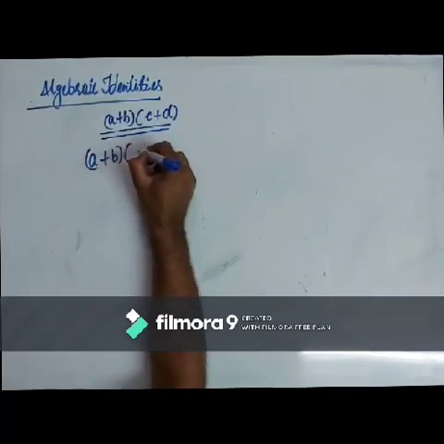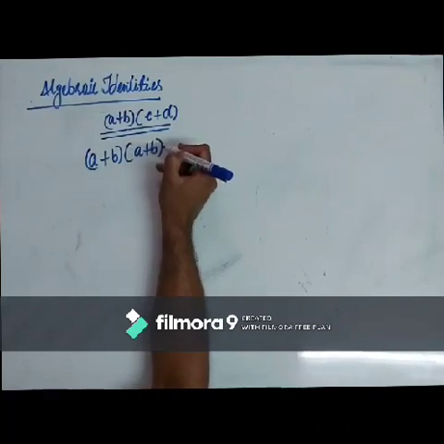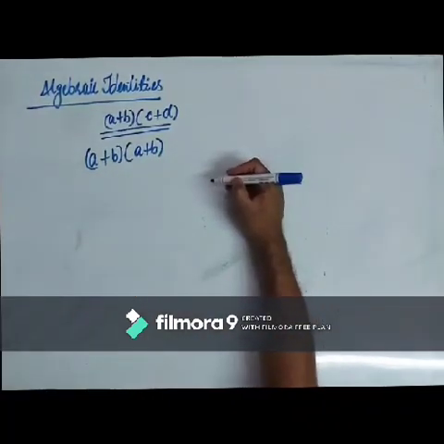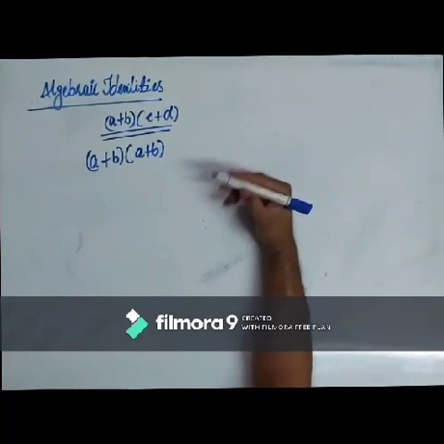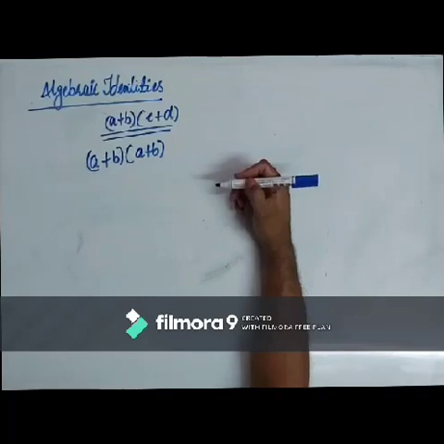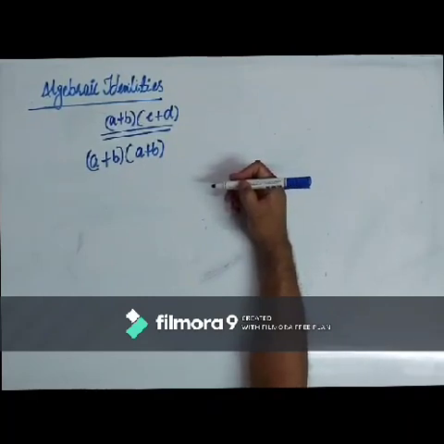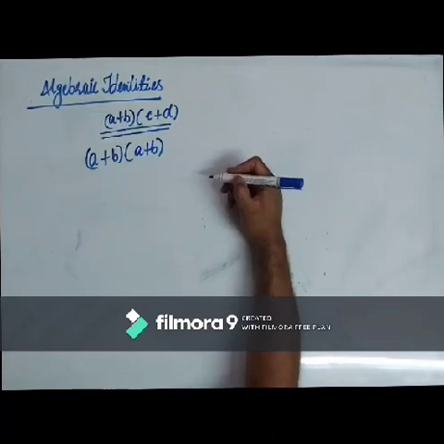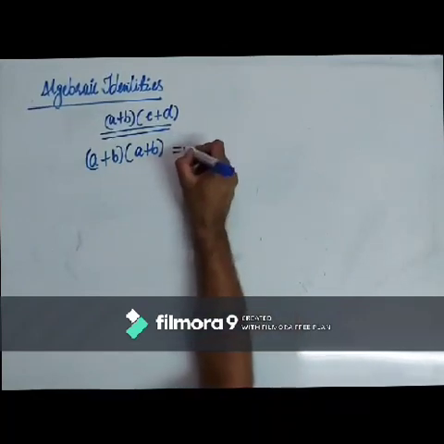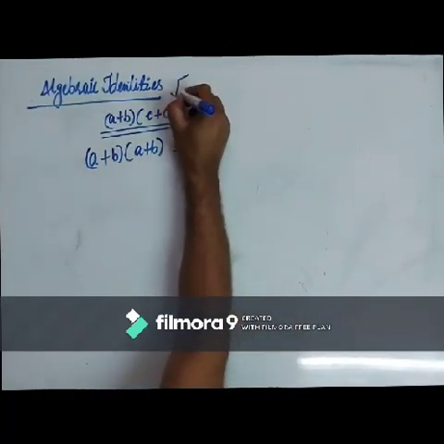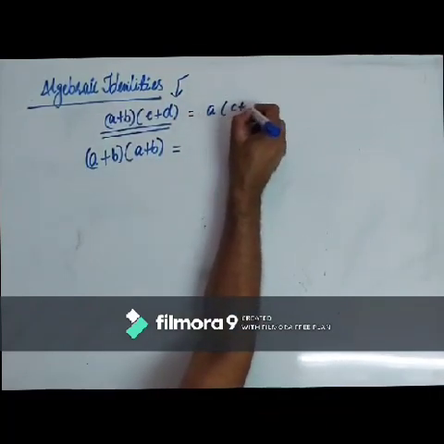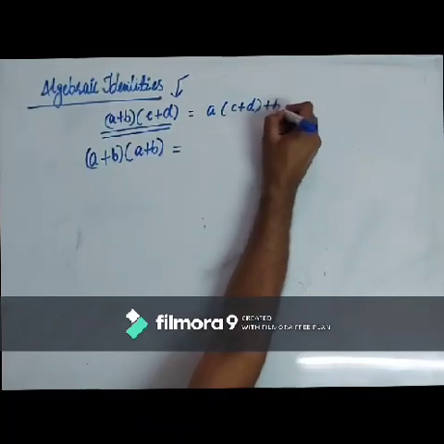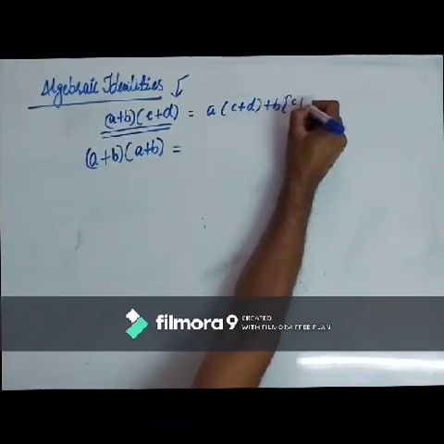If a plus b is multiplied with the same binomial a plus b, then we will have a special result in this binomial into binomial multiplication. We will do this with the help of the same property we have used here, that is the distributive property, like a into c plus d and plus b into again c plus d.